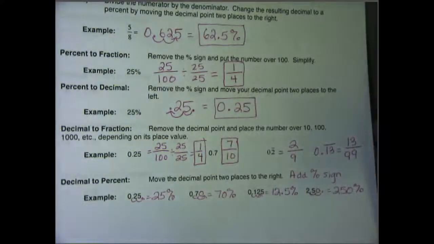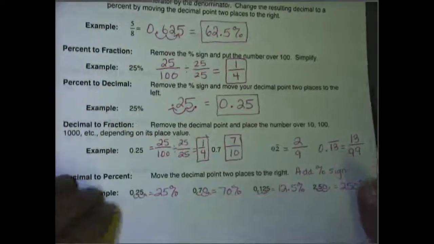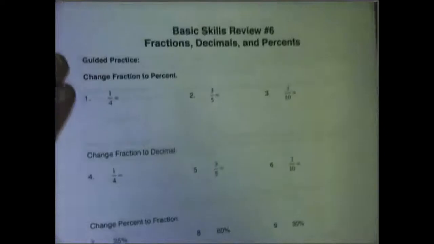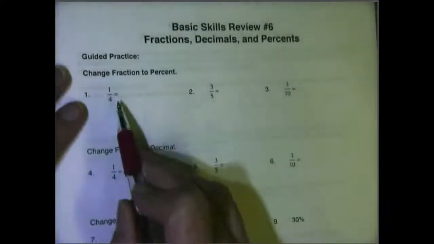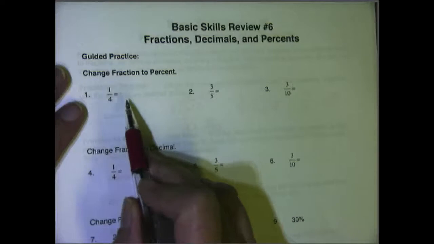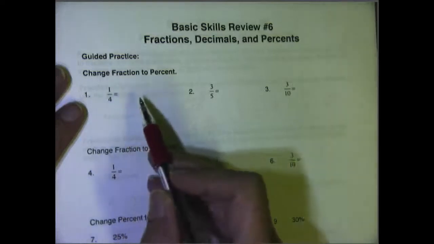Once we learn to do it without the calculator, we'll start using the calculator to save some time. So let's take a look at the guided practice. First, we're going to change fractions to percents. So we have 1/4. The first thing we need to do is change 1/4 to a decimal, and then we can change it to a percent.